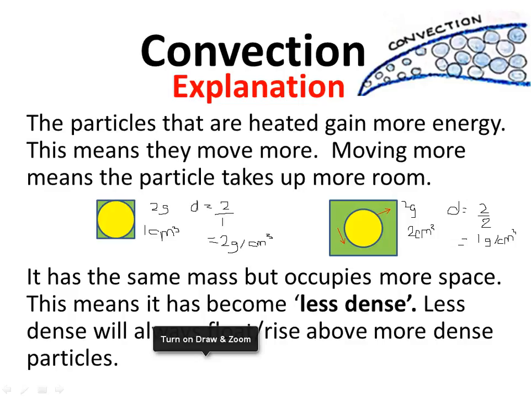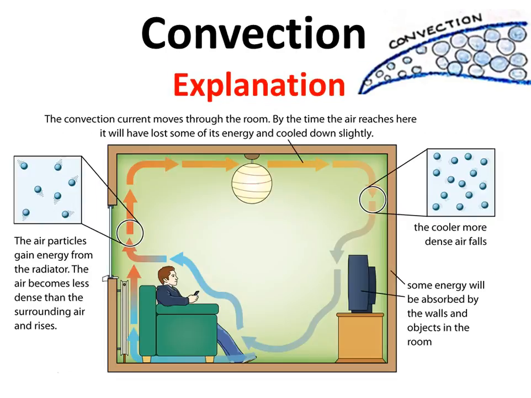Say that I then heated that particle, which still has a mass of 2 grams, but it then occupied a greater volume of 2 cubic centimetres. Then the density for this would be 2 divided by 2, which would then be 1 gram per cubic centimetre. So this particle here, although having the same mass, would now become less dense and would rise above this particle here. You may have heard the phrase convection current.